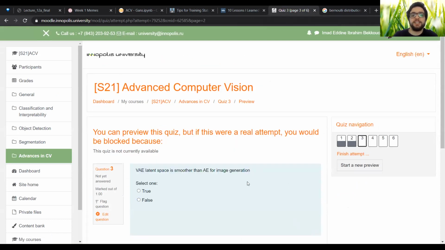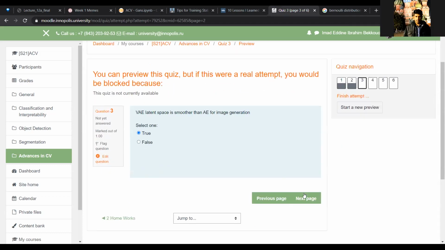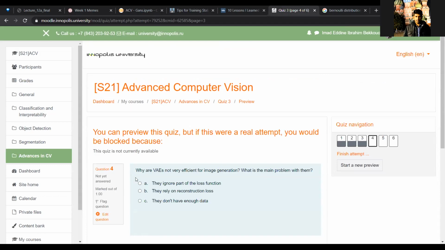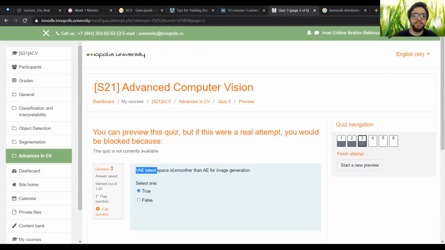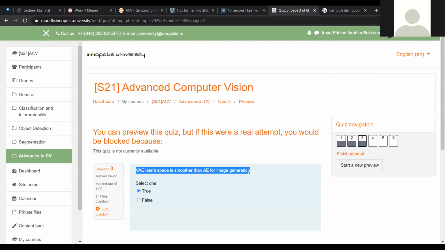VAE latent space is smoother than the AE for image generation. This is a question from the lab. True or false? Yeah, that's true. True, exactly. But why? That's a good question. Let's go back to it. Why is the VAE latent space smoother than the AE for image generation?